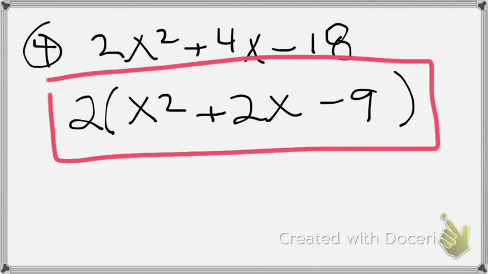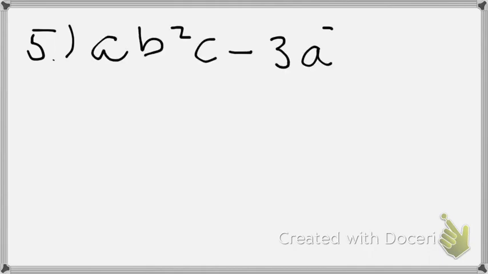All right. So then, moving right along. So I've got a b squared c minus 3a squared b. All right, what do they both have in common? A's. B's. Do they have c's in common? No. All right, how many a's can I take from each group? 1. How many b's? 1.